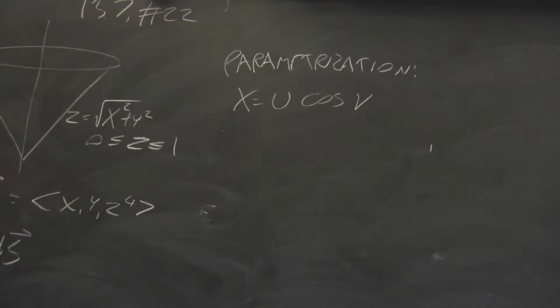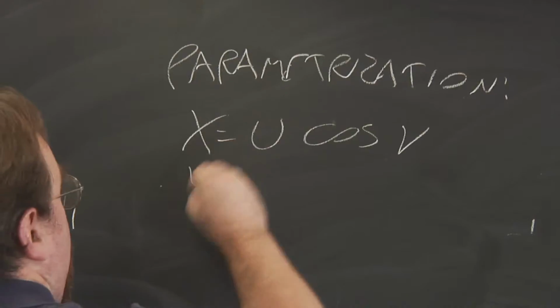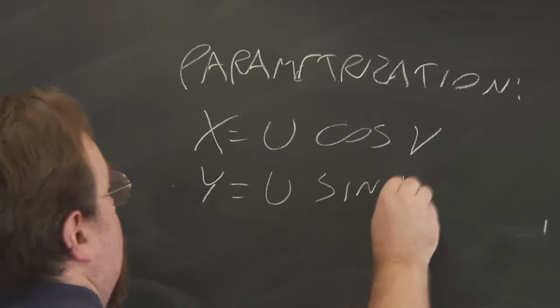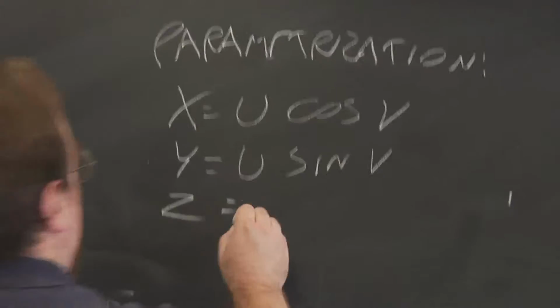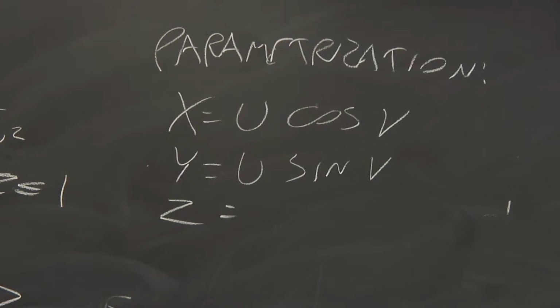Coordinates, except instead of r, I'm using u, and instead of theta, I'm using v. Y is u sine v, and then z is the square root of x squared plus y squared. That's just going to be, well, what is it going to be?